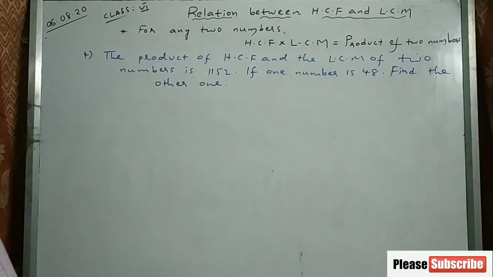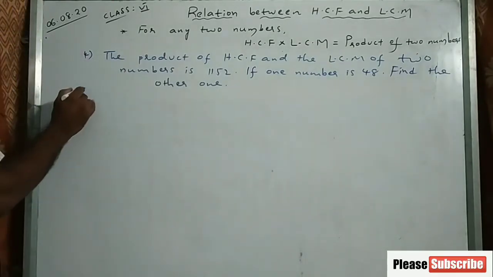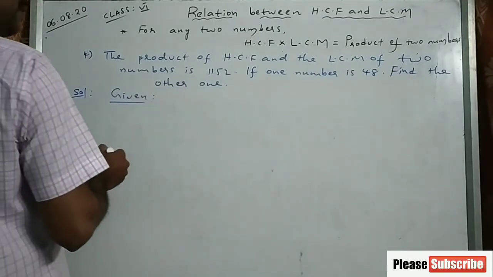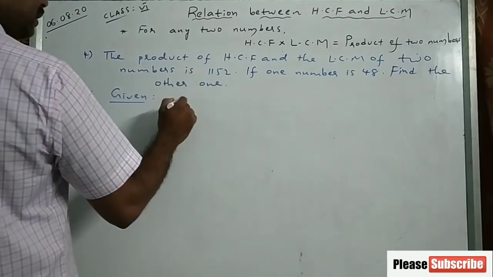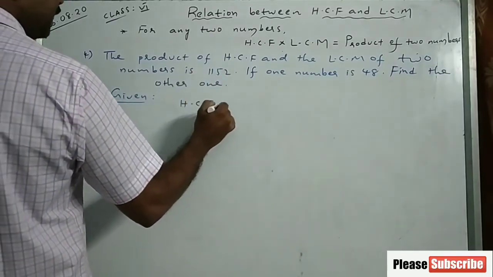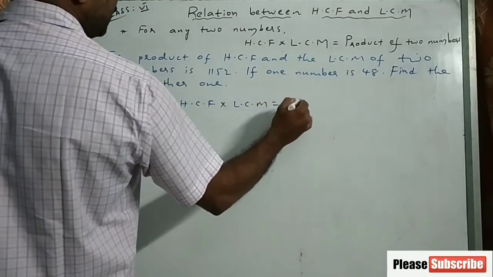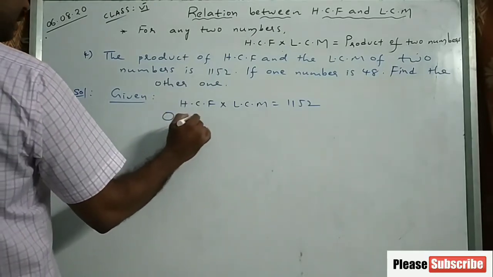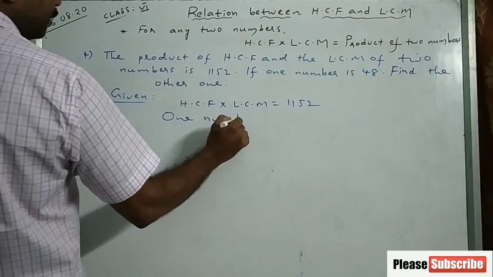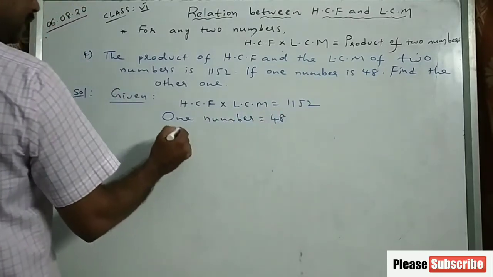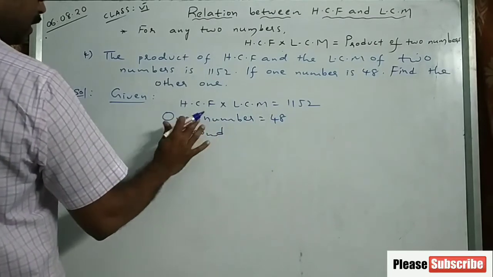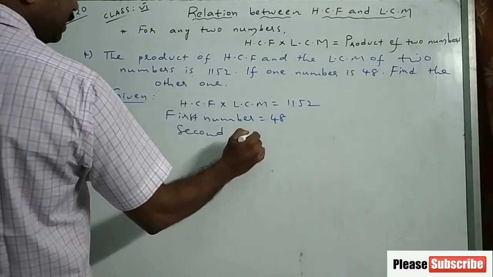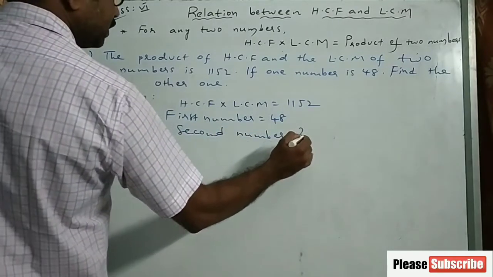Okay. Now it is a little different problem. Look at, given: product of HCF and LCM of two numbers is already given. HCF into LCM is given directly, how much? 1152. One of the numbers is given, 48. Second number I must find. First number is given. Second number we should find. Second number how much? Question mark.